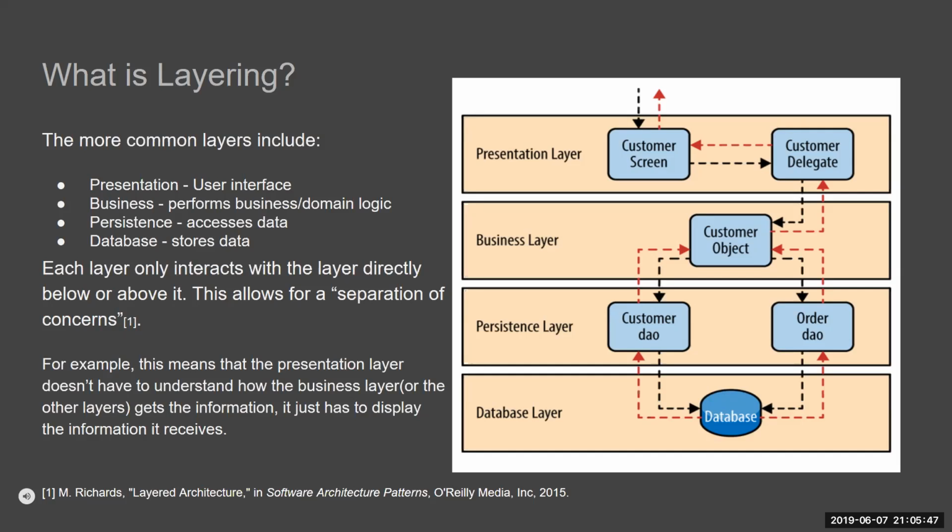the persistence layer. It sends the request down to the customer and order DAOs, or data access objects, which then send SQL statements to the database layer to retrieve the information. That information is then sent back up to the customer object through the data access objects, and the customer object, or the business layer, combines the data and sends it back up to the customer delegate in the presentation layer, which then sends it to the customer screen module to be presented to the user.